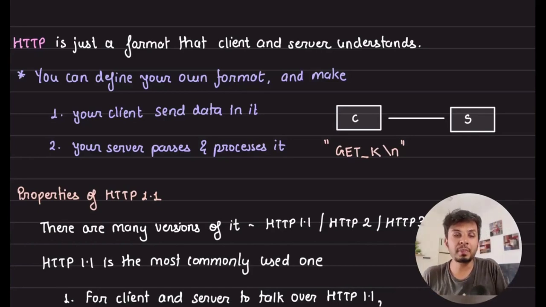Now, because TCP does not dictate that it only has to be HTTP, you can define your own custom format so long as your server understands it. As simple as that. For example, if I'm writing a simple key value store, I can define my own format: once the TCP connection is established, I would send GET space K and a \n. As soon as you get \n, understand that that is a command.